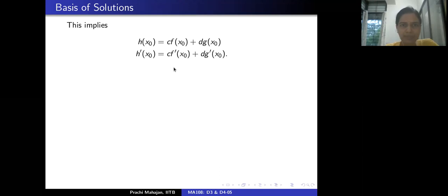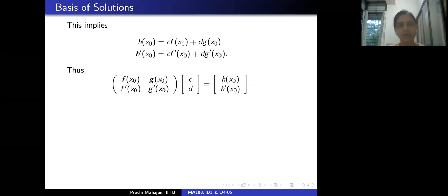So h of x naught is c times f of x naught plus d times g of x naught, and a similar statement for the first derivatives also. h prime at x naught is c times f prime of x naught plus d times g prime of x naught. Now remember what we have to do: we have to compute c and d. Writing this in matrix format, this is exactly this. So we have to solve for c and d. The information that I have is that the columns of this 2 by 2 matrix are linearly independent, correct? So what does it say?